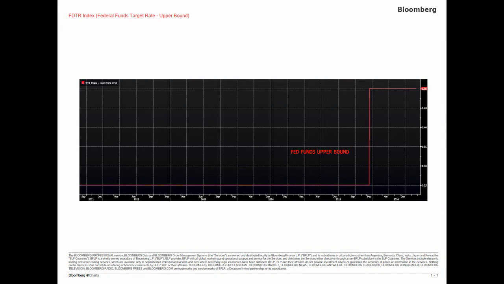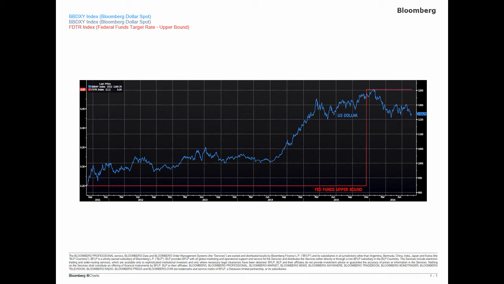So to begin with, the chart in front of you shows the Fed funds upper bound. That would be the top of the range for the Fed funds rate target. Currently, it is 0.25% to 0.50%. And you can see we just went from 0.0% to 0.25% to the current level back in December of last year.